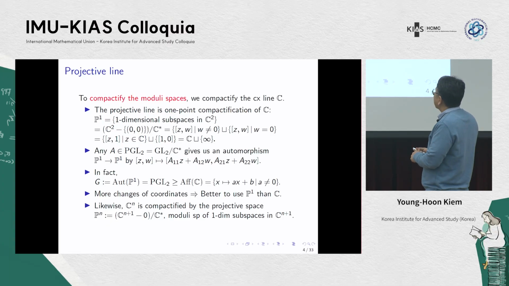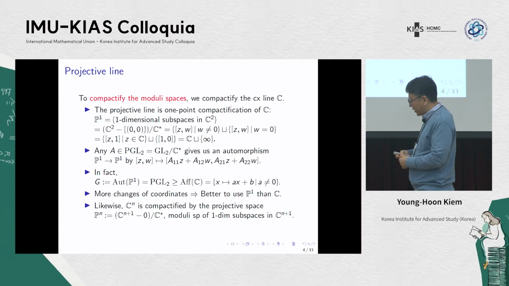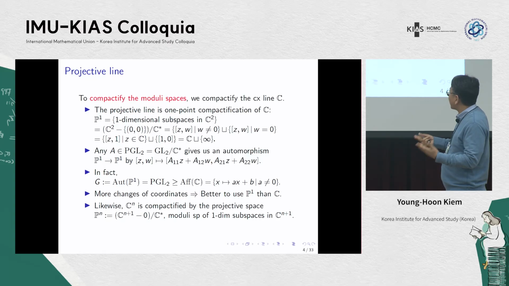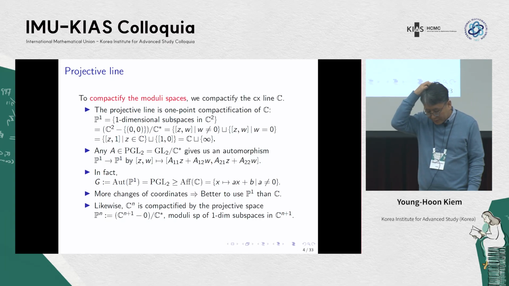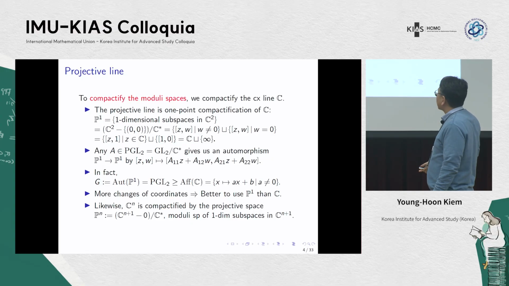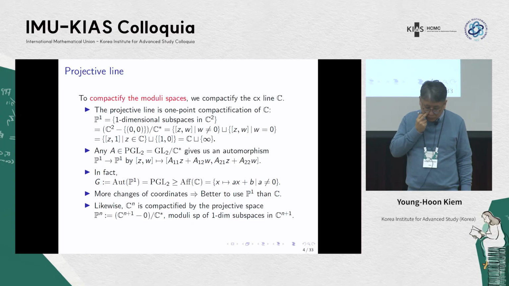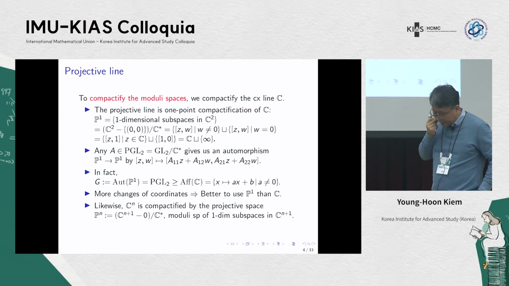Right, so that's the projective line. That's the one-point compactification of the complex line. We call it the projective line. And if you have a 2 by 2 invertible matrix A, then it acts on P^1 as an automorphism.